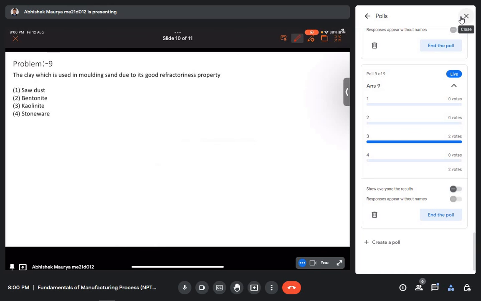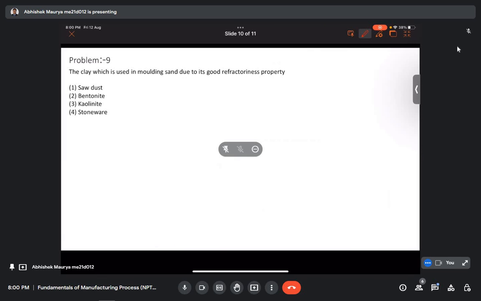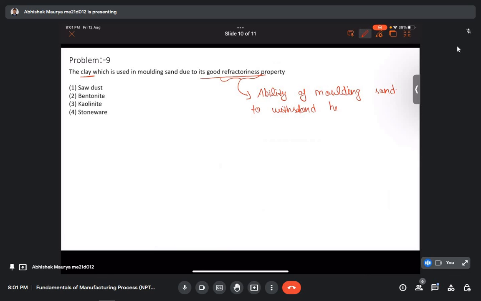Okay, let's discuss this quickly. There are two things given: the clay, and the second thing is good refractoriness property. If we can remember, refractoriness is the ability of molding sand to withstand high temperatures.